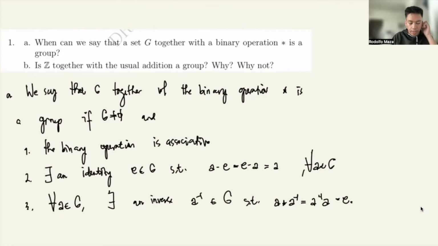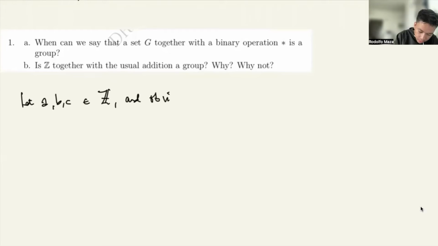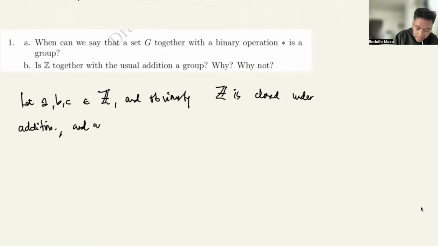That's it. Okay. So for letter B, is Z together with the usual addition a group? Why or why not? Okay, so check natin. Associative. So let A, B, C be elements of Z. So closed naman to eh because the sum of two integers is always an integer, so it's closed. Obviously, Z is closed under addition. And then it also holds for associativity. A plus B, yan, plus C is equal to A plus B plus C. Alam naman natin yan lahat.